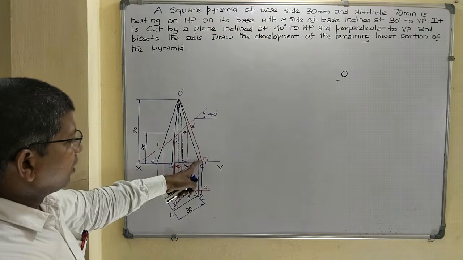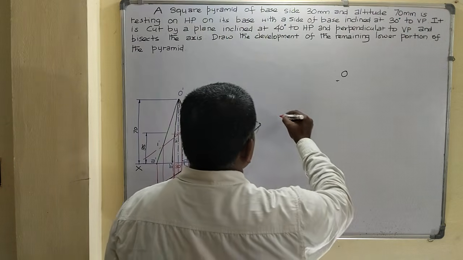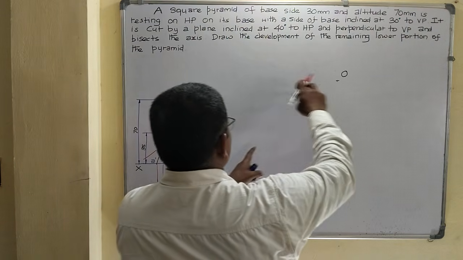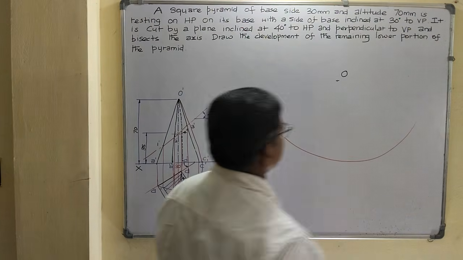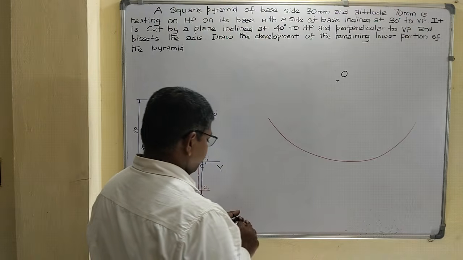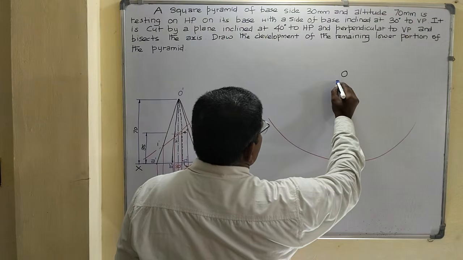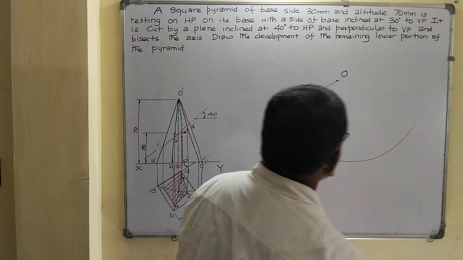This O dash C1 dash as radius. Draw the radial line first. Draw the radial line with O dash C1 dash as the radius. Okay. Now mark the left hand side. Draw one line on the left hand side.